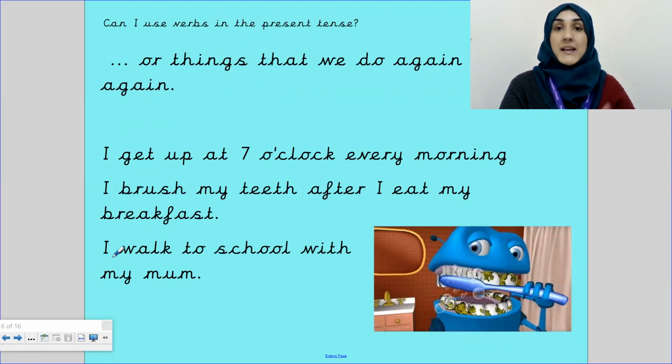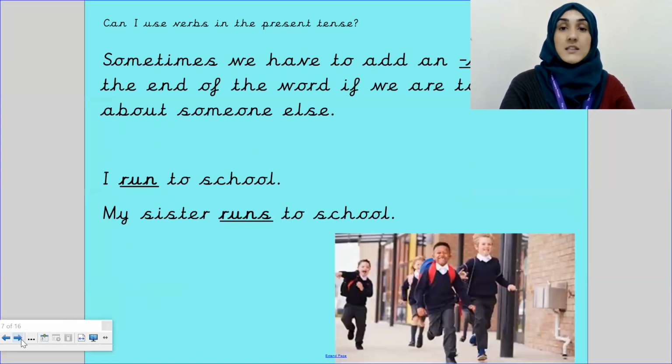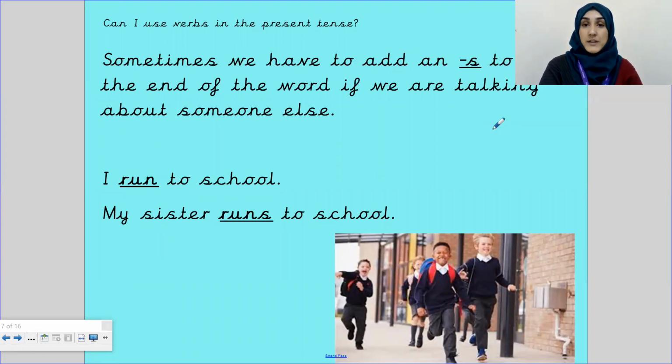Or things that we do again and again. So a bit like a repeated pattern. I get up at 7 o'clock every morning. I brush my teeth after I eat my breakfast. I walk to school with my mum. Sometimes we have to add an S to the end of a word if we are talking about someone else. I run to school. My sister runs to school.